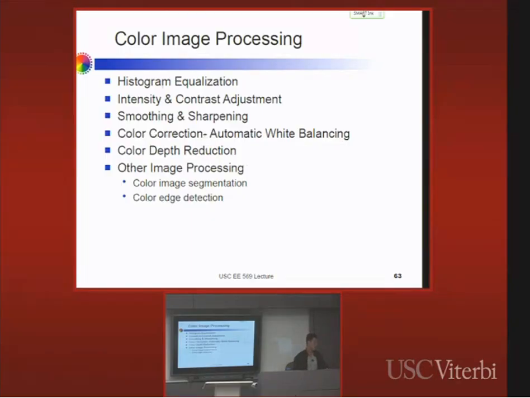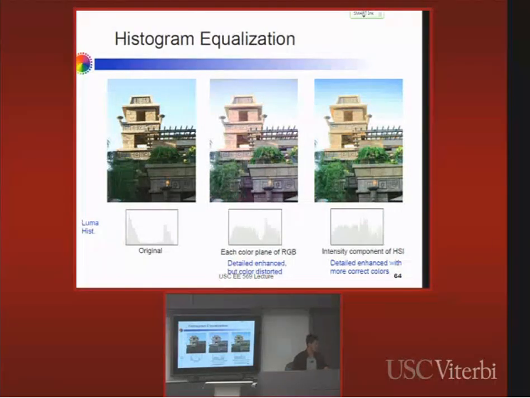Here are some sample color image processing applications, which include histogram equalization, contrast adjustment, smoothing and sharpening, depth reduction, edge detection and image segmentation. Okay. Here is an example of histogram equalization for a color image. I believe this is probably a problem you already had, probably in homework 1.